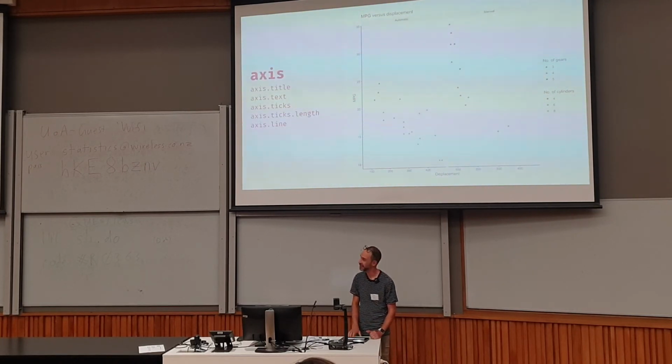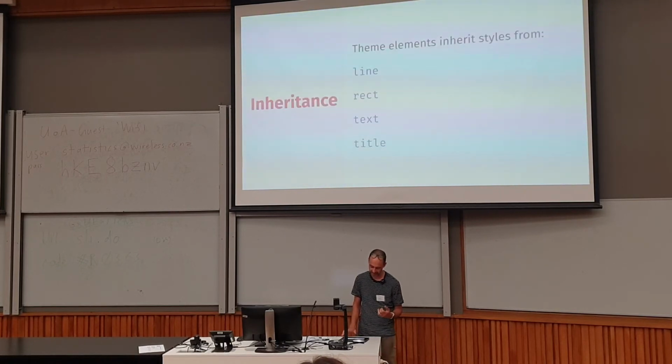And then finally, the axes, of course. So axes have titles and text. They have ticks, and there is the line of the axis itself, which you can style separately if you want to. So those are some of the important basic bits of the chart that you will need to adjust if you're creating your own theme. To make life a bit easier, ggplot has this concept of inheritance of styles in themes.